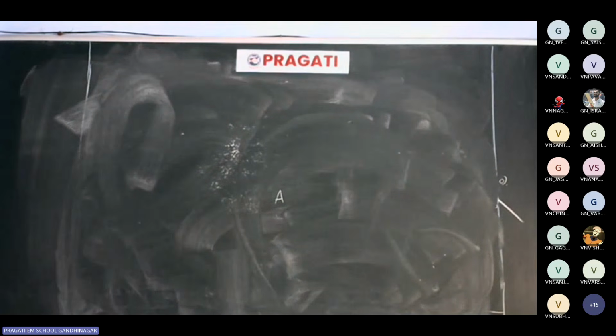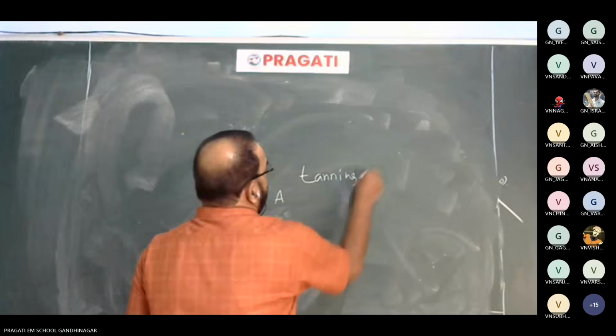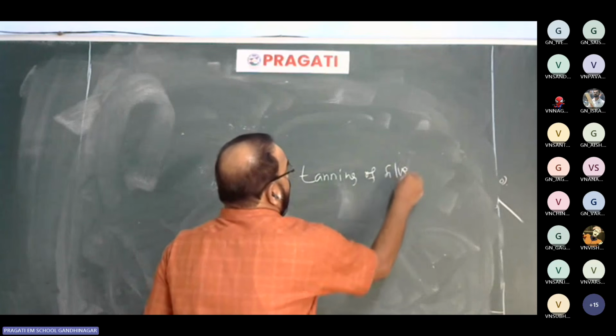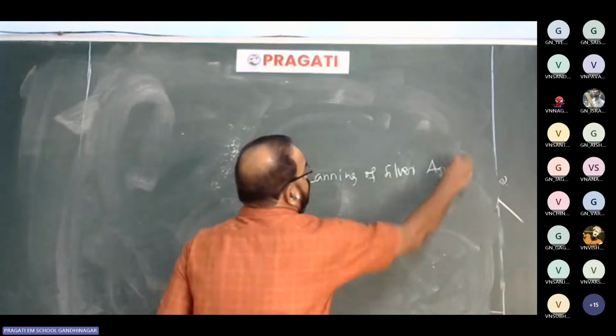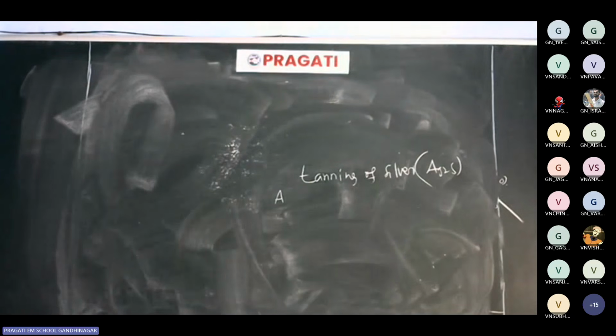Rusting of iron is an example for corrosion. And black coating of silver, tarnishing of silver we will say. Tarnishing of silver is due to the formation of sulfide of silver, and for copper, copper carbonate will be there, and rusting of iron. All these are examples for corrosion.